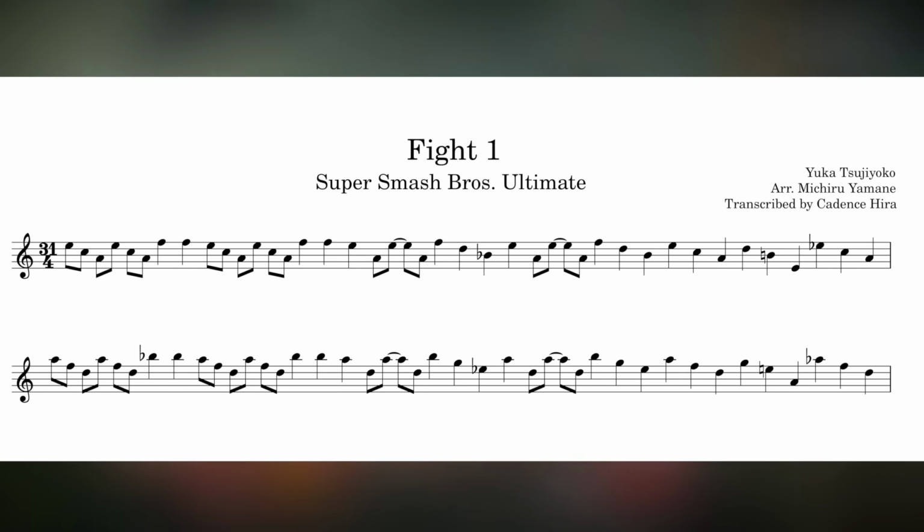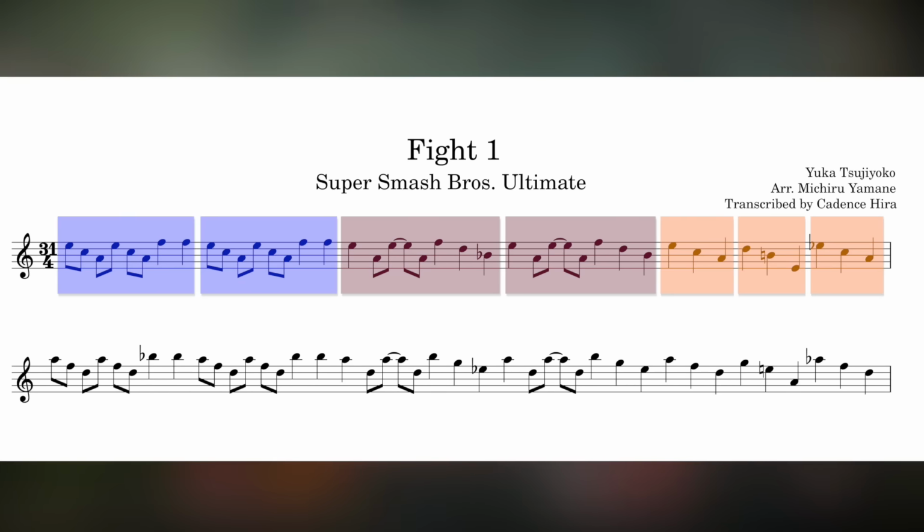It's actually not super weird. 31 is prime, but the way it's divided here is rather tame, as 2 measures of 5, 2 measures of 6, and 3 measures of 3.